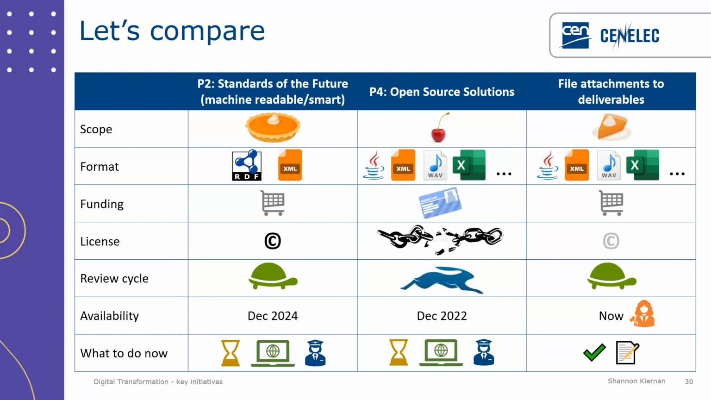So what happens if you get a request now? So for standards of the future and open source solutions, sorry guys, you've got to wait. It's not really available properly right now. Go to our website. You've seen the expert site links. You might be able to participate as a pilot of different kinds, but it's not really operational. It's not for everybody. It's not going to be smooth sailing. File attachments to deliverables, it is available now. So you can go ahead and do that if you've got a specific case that you want to handle. All you need to do is fill in the form. So contact your CCMC project manager, fill it in, and away you go.